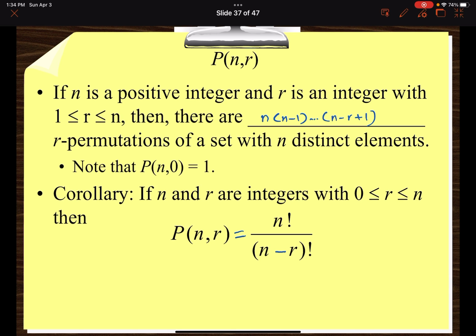Why? Because after n minus r plus 1, what comes? n minus r, right? n minus r comes, and all the numbers before it make n minus r factorial. So if you put n minus r factorial in the denominator, it will cancel out with the n minus r factorial here, and you will get n times n minus 1 all the way times n minus r plus 1. Is it clear, guys? Any questions?